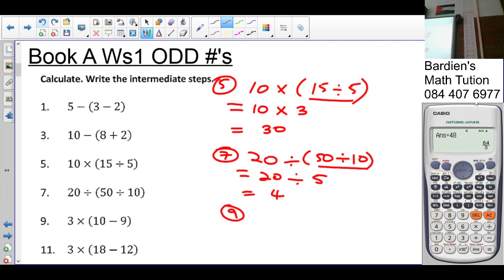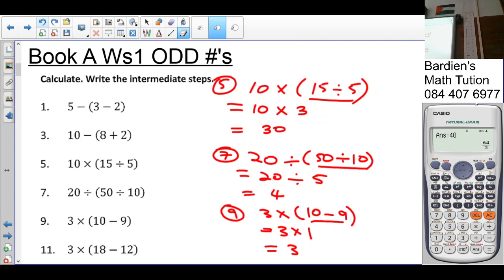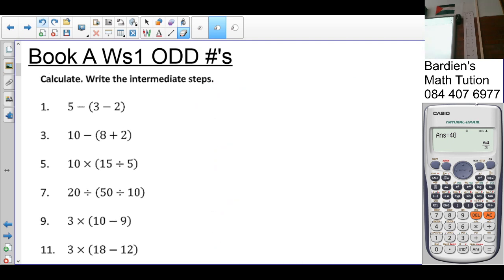Number 9. 3 times 10 minus 9. What's 10 minus 9? 1. So it's 3 times 1. And 3 times 1 is? 3. What do you notice? I'm underlining my step I'm doing. You see that, people? Make that a habit, underlining the step you are doing. Not now, in the next worksheet you will be busy with. Okay? You all okay with that? Yes. Just tell me if I'm going too fast.